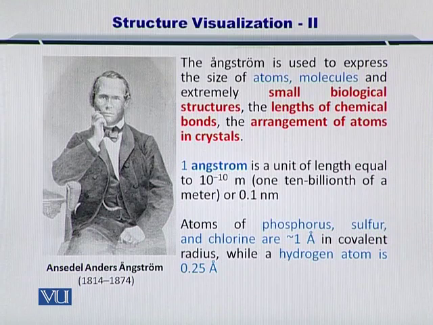So it's a very small unit of measurement, and of course, because the proteins are so small, then we need a small unit as well. To give you an idea of the scale, the atoms of phosphorus, sulfur, and chlorine are approximately 1 angstrom in covalent radius, while a hydrogen atom is 1/4 of an angstrom or 0.25 angstrom.